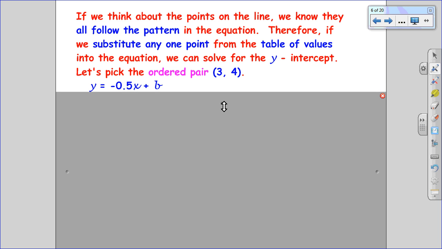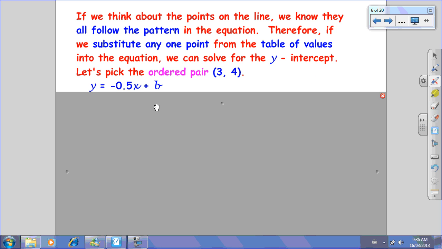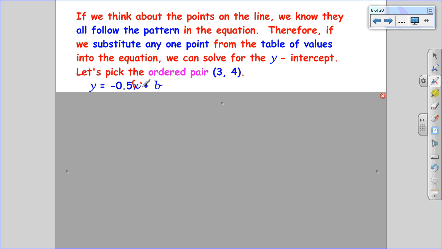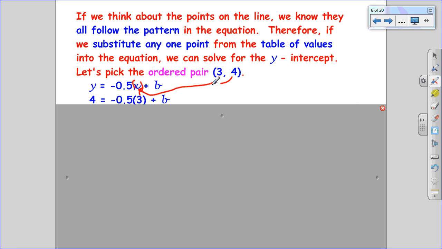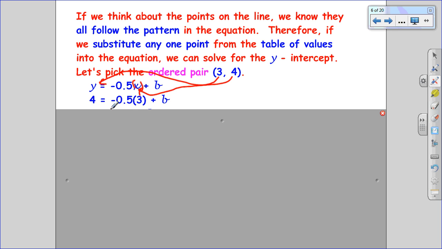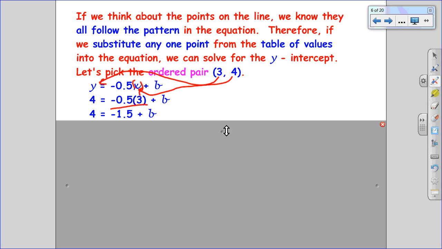So I'm going to pick the ordered pair 3, 4. So that means that where I see the x in the equation, I'm going to put that 3 in for x, and I'm going to put that 4 in for y. And I have to solve my equation, and the first thing I have to realize is I'm going to have to multiply those two things together. Negative 0.5 times 3 is negative 1.5, and now I have a simple equation to solve.